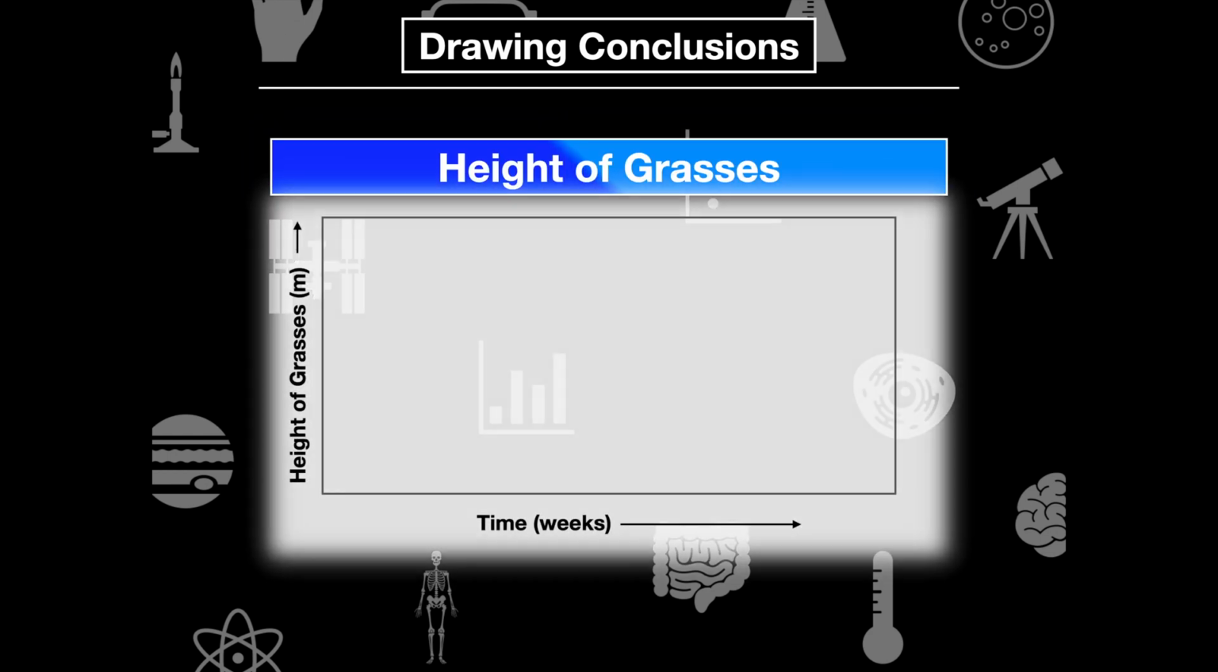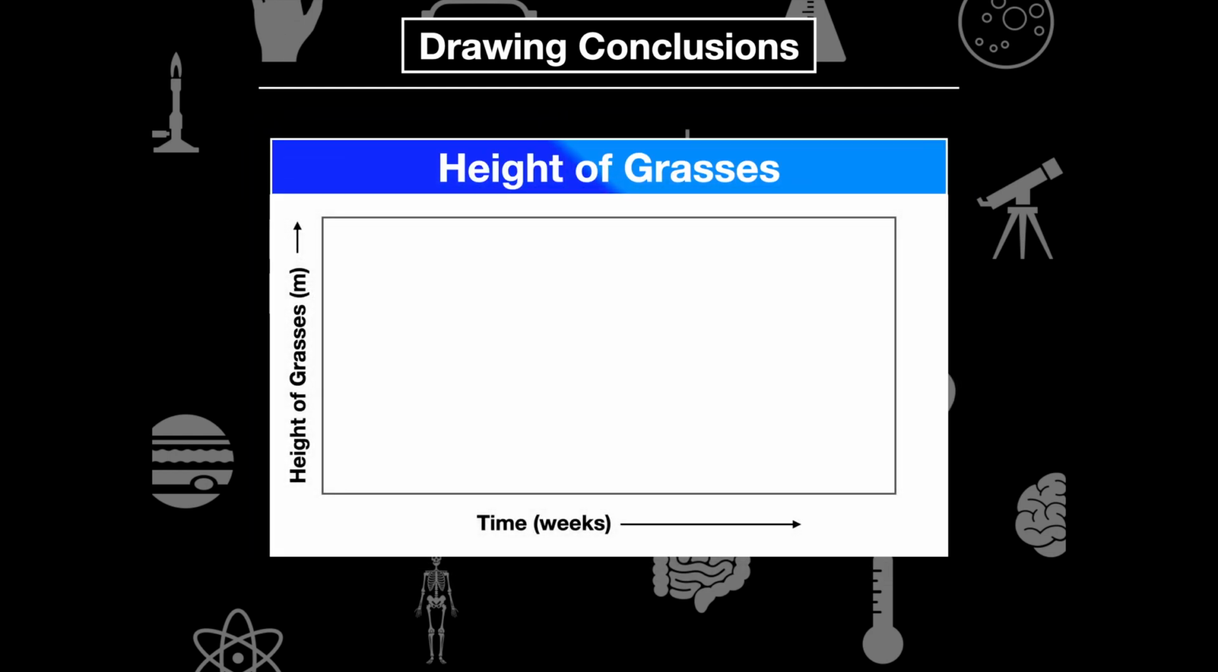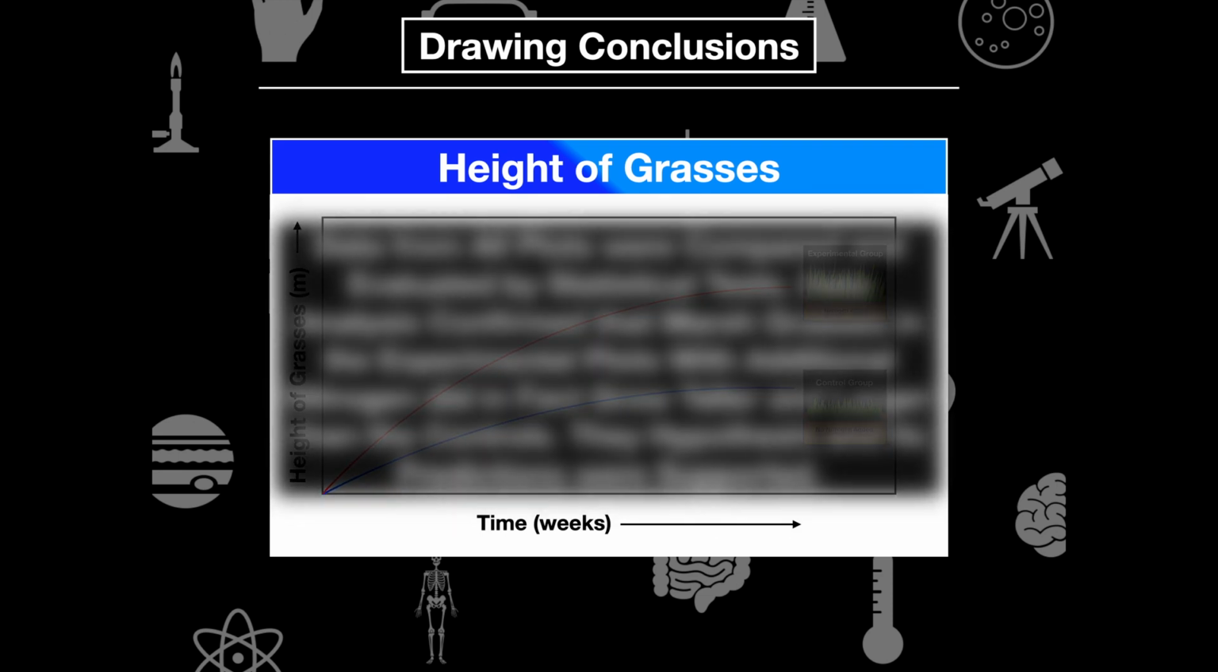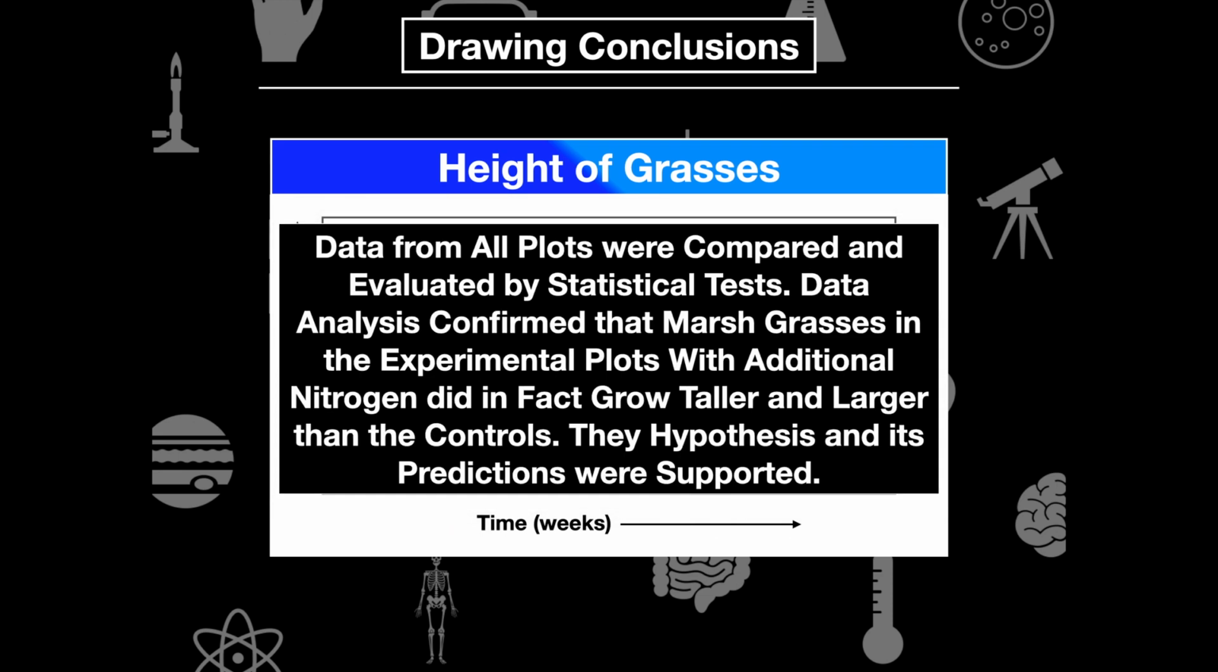Now, after they do this, they're going to draw their conclusion. They're going to graph height of the grasses, with height of grass on the y-axis versus time in weeks. What they're going to see is the control group represented by the blue line and the experimental group represented by the red line. Data from all plots were compared and evaluated by statistical tests. Data analysis confirmed that marsh grasses in the experimental plots with additional nitrogen did in fact grow taller and larger than the controls. Their predictions were supported.